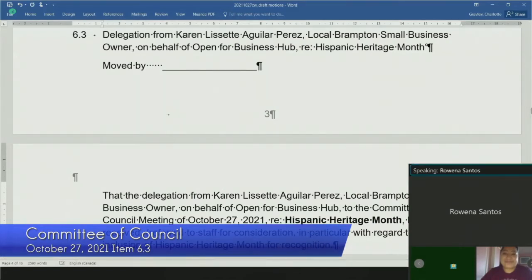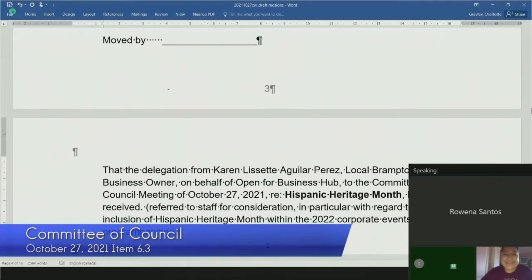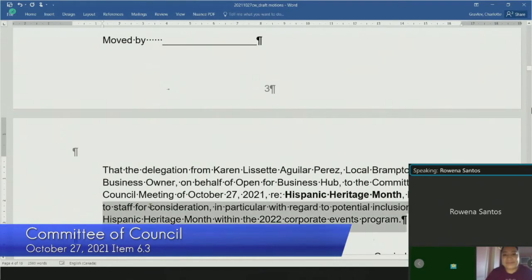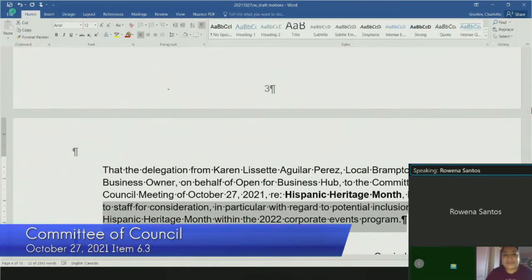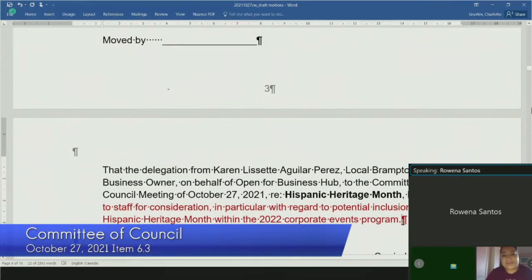And so I see the motion on the screen, and thank you, Karen, for coming to push for this. I know that folks at Segovia and Michuros and so many other businesses across the city will be very pleased. I'd like to refer this to staff, and perhaps a question to staff. Does this suffice in terms of direction to include this within the corporate events program, or do you require me to ask for a report back? I guess that's a question to staff.